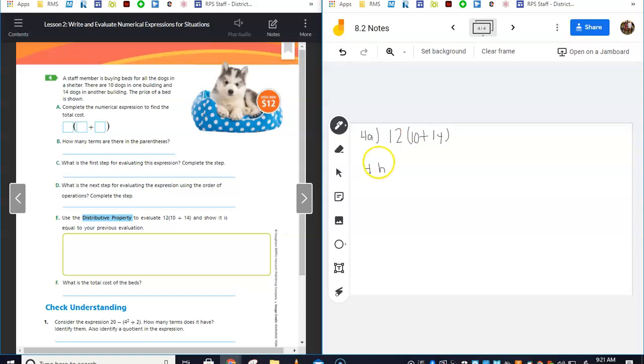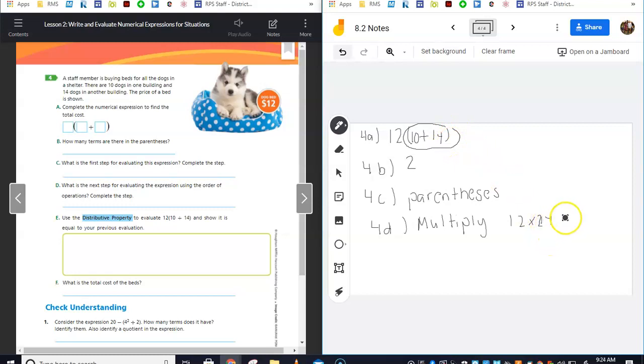So for B, how many terms are there in the parentheses? There are 2. For C, the first step on this would be parentheses. For D, after parentheses, you will be multiplying. And we'll take 12 times 24 because 10 plus 14 is 24. 12 times 24 is 288.